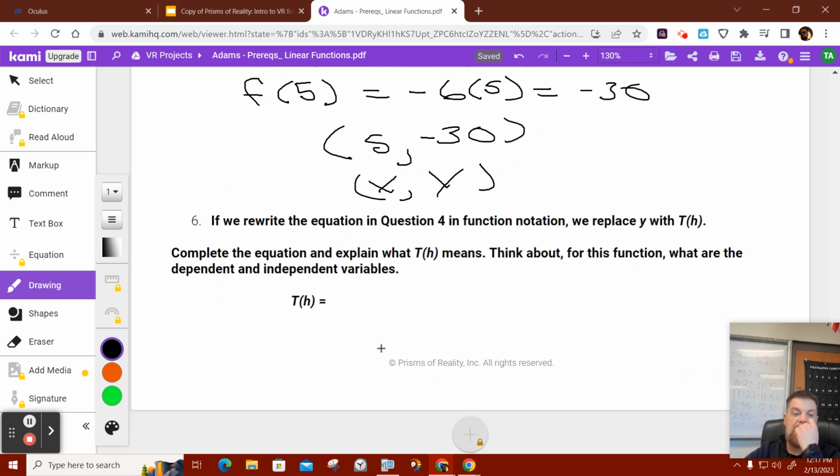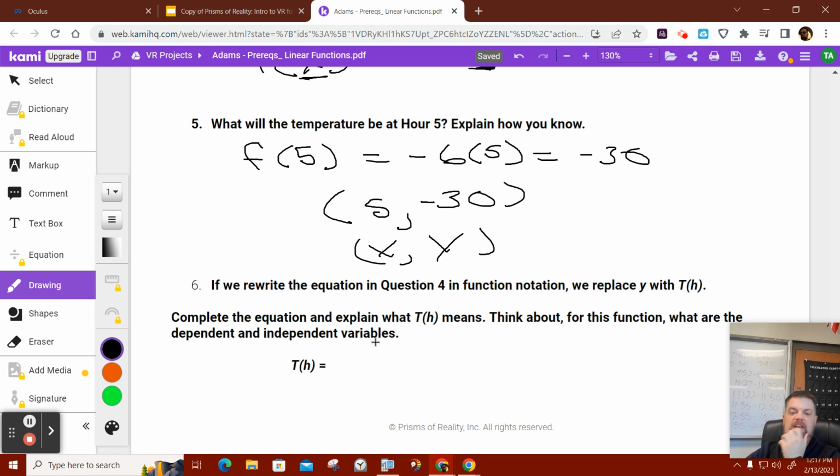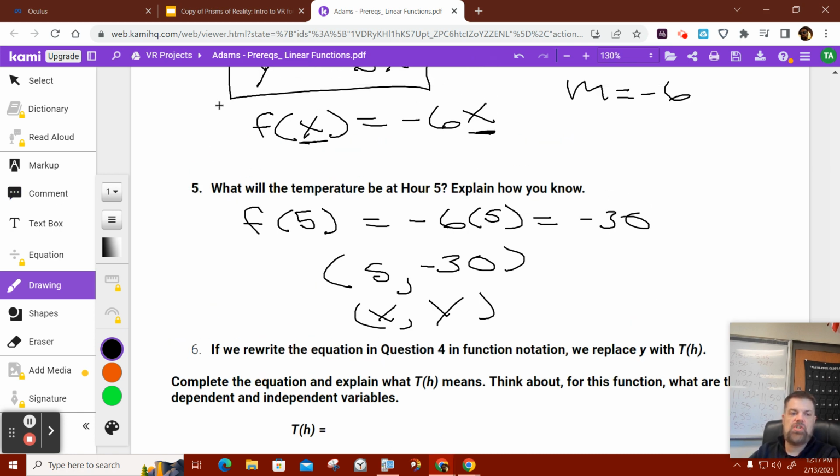All right. So now it says if we had to rewrite this equation as T of H, how would I write that? So I want you to look at this equation. What would you write down here? Same equation, we're just changing some of the letters around. In other words, we're going to say the temperature is a function of the hour. What would you put if you were to guess?